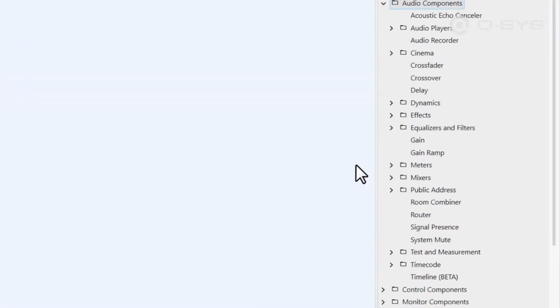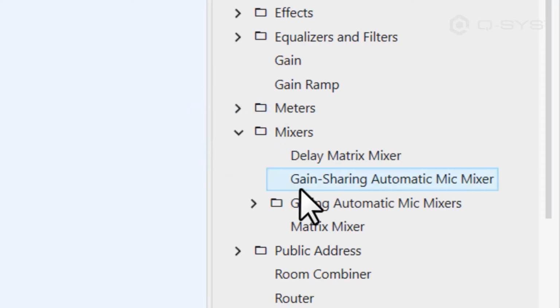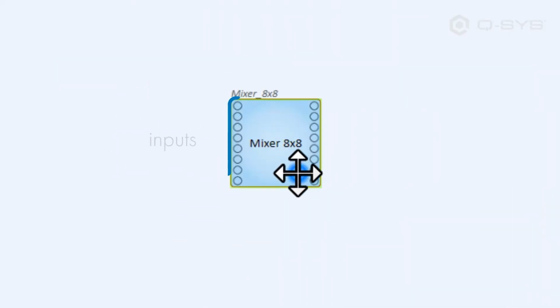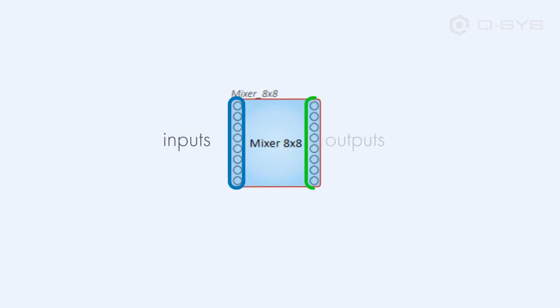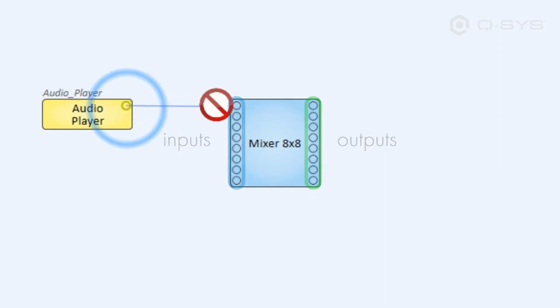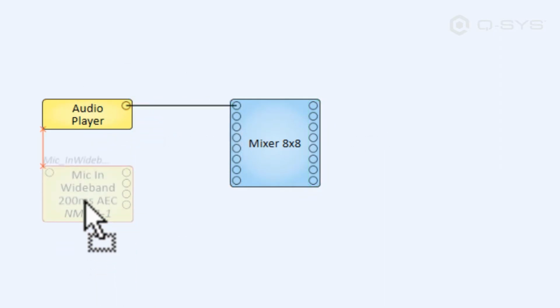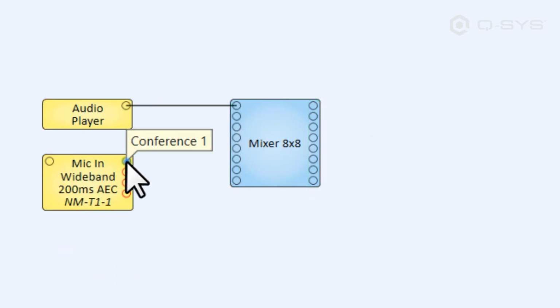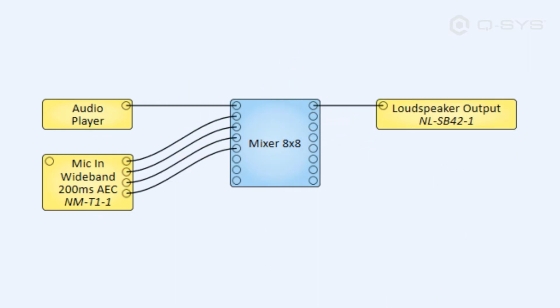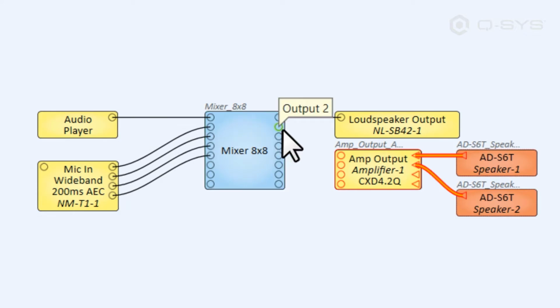Look in the Mixers folder of the Schematic Elements library and drag a matrix mixer into your design. By default, it starts with 8 mono inputs and 8 mono outputs. Let's wire some sources and destinations just so we have something to play with. I'll add a mono audio player and a Q-SYS network microphone as inputs. And we'll send our outputs to a Q-SYS network soundbar and a network amplifier with some wall mount loudspeakers.